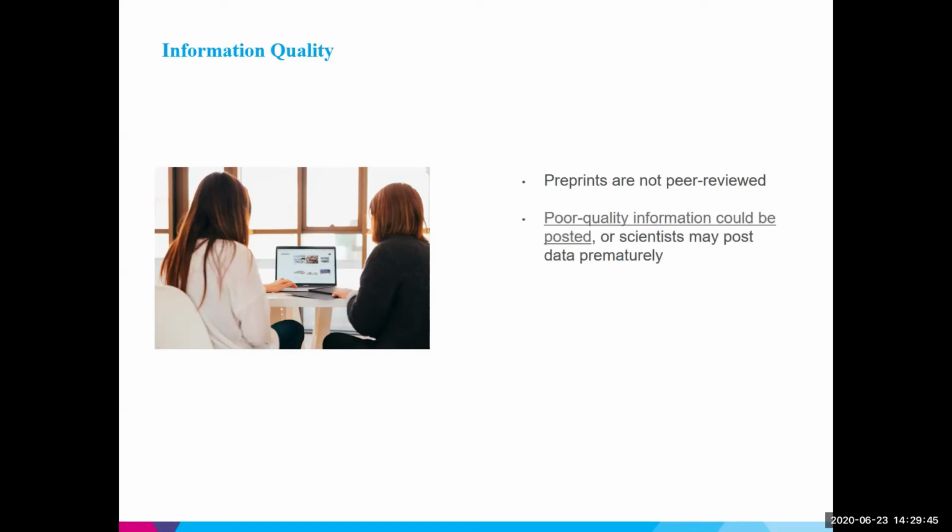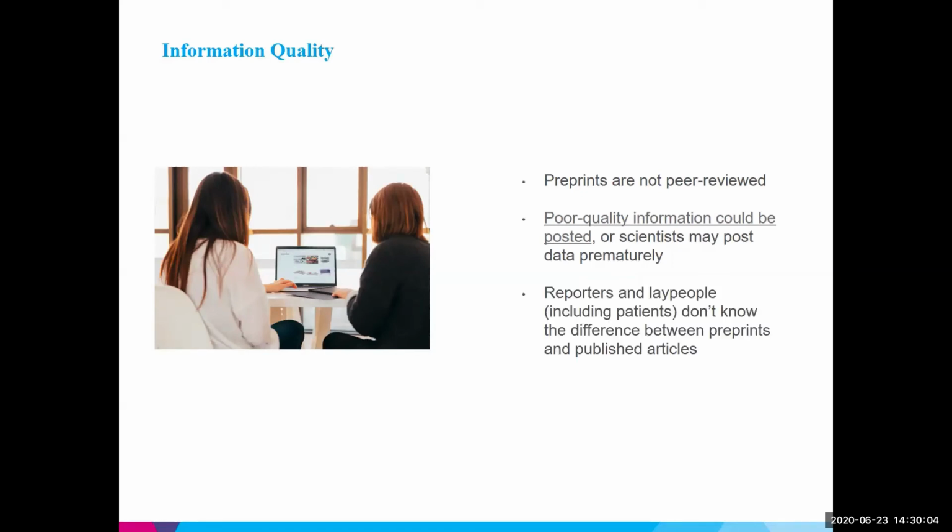However, people are worried that poor quality information can be posted, or scientists can post data prematurely, and that goes back to that scooping fear, so that people are just going to post everything they have. They're going to throw it at the screen because they're so afraid of being scooped. There's also the worry that reporters who are looking for a juicy story, or people who are non-experts, including patients, don't know the difference between preprints and published articles. So they're going to look at a preprint that has inferior information, and they're going to run with it.